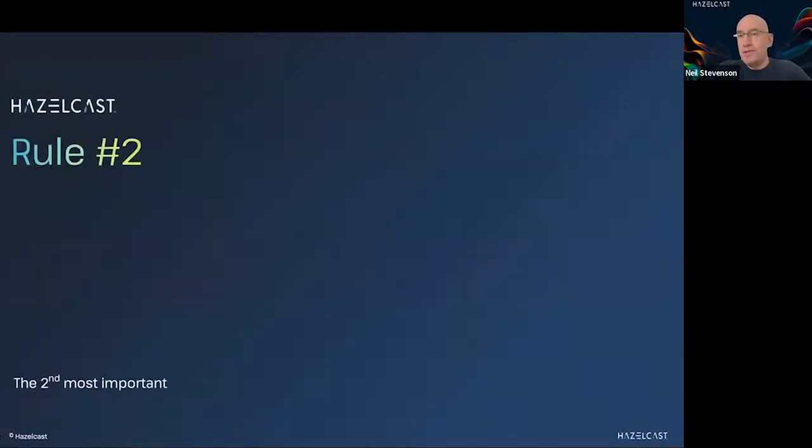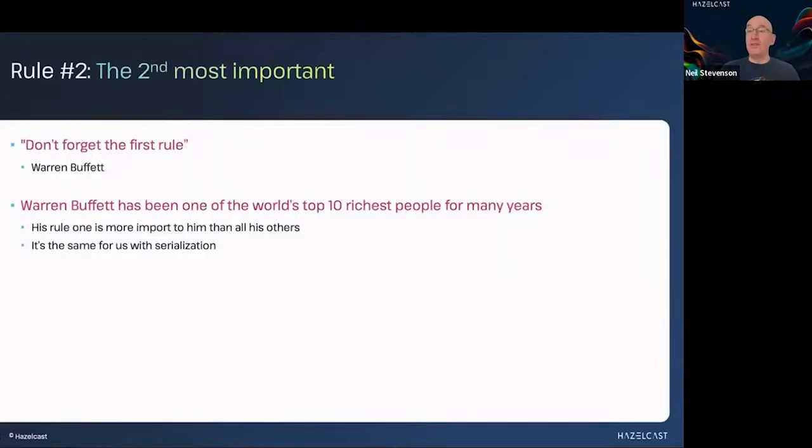So rule number two is the second most important thing from Hazelcast. And rule number two is, don't forget rule number one. We can't make it any simpler than that. There's a little bit of jocularity here. This rule number two is irrelevant, but it's really rule number one.